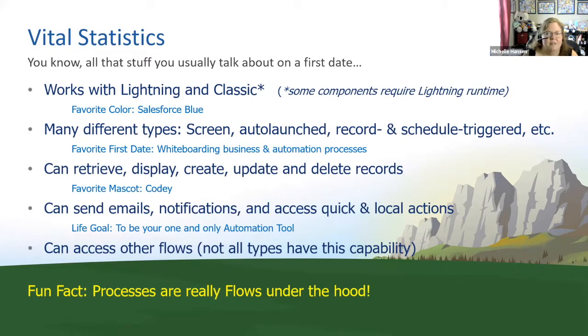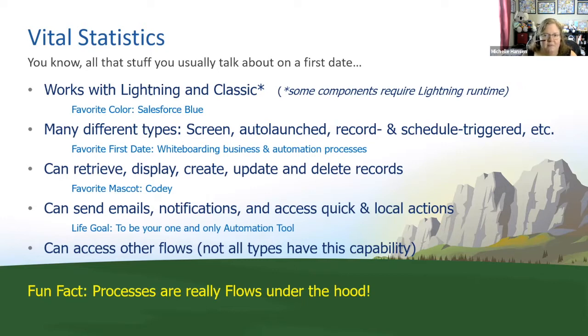There's a lot of different types of flows. You can have screen flows where you can interact with your users, auto-launched flows that are called from somewhere else, like you used to call them from Process Builder, or you can even call them from Apex, something like that. We now have record triggered and scheduled triggered flows. So either they're triggered by a record changing somehow or being created, or on a schedule, like a time schedule. So every day, every week, that kind of a thing. As well as some others like platform events driven flows.